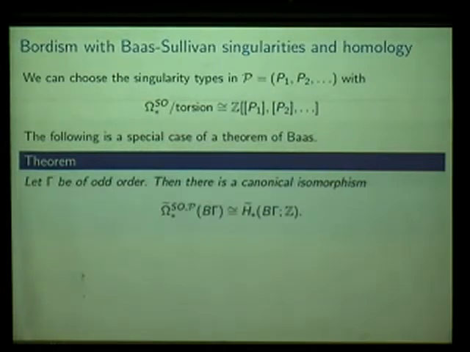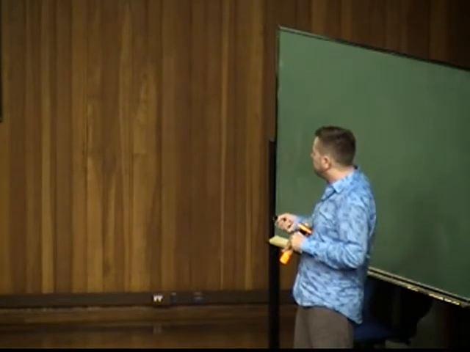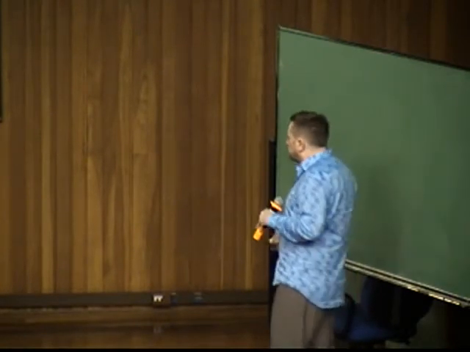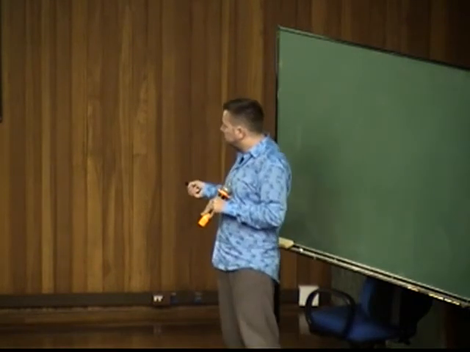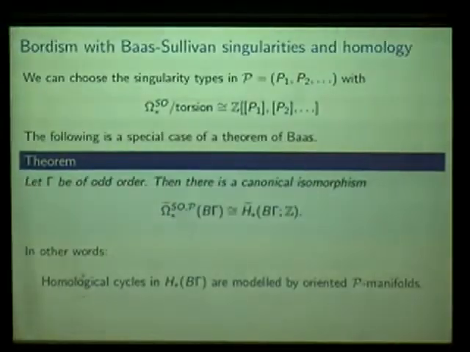And now we have a very nice thing. On the right-hand side, we have a group which can be computed efficiently with elementary algebraic topological methods. On the left-hand side, we have bordism of geometric objects that possibly allow a discussion of positive scalar curvature geometry. So this is a very important statement in this context. To phrase it again, homological cycles are modeled by these oriented P-manifolds.